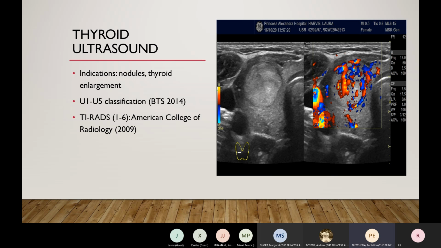In this country, we use the British Thoracic Society guidelines for ultrasonographic classification of thyroid nodules from U1 to U5. U1 is benign, U5 is malignant. Everything in between is increasing likelihood of malignancy. So the U3 that she had was indeterminate in that respect. In America, they use a very similar system called TI-RADS.